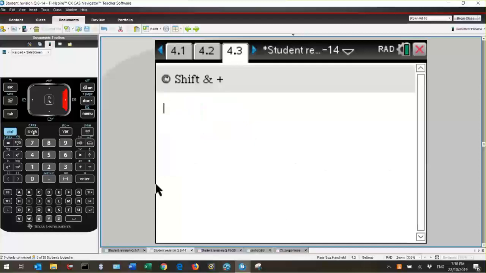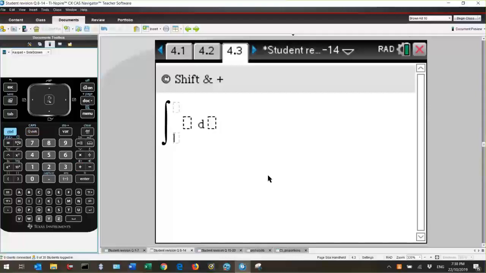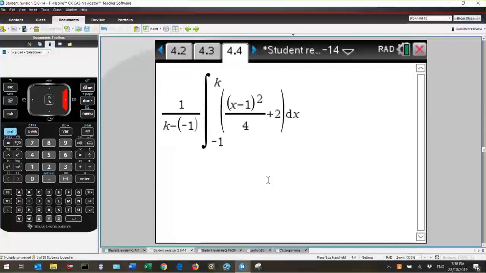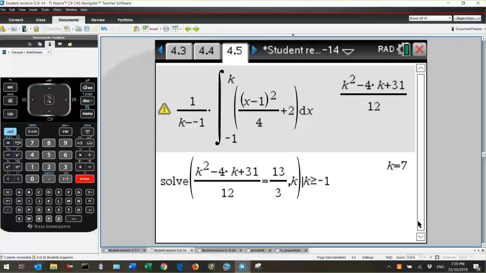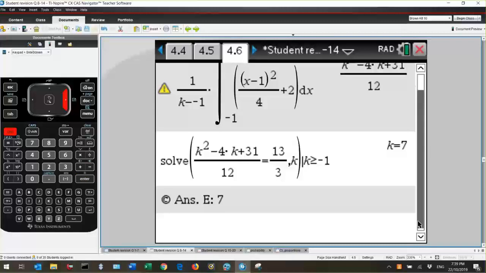All right, so let's have a look at that. Shift plus, and bingo, you've got the template in one go. All right, so this time, that's my formula for average value, and that has to equal 13/2. Okay, so I solve for k, and make sure that you put the domain restriction in, and we get k equals 7. So the answer is B.